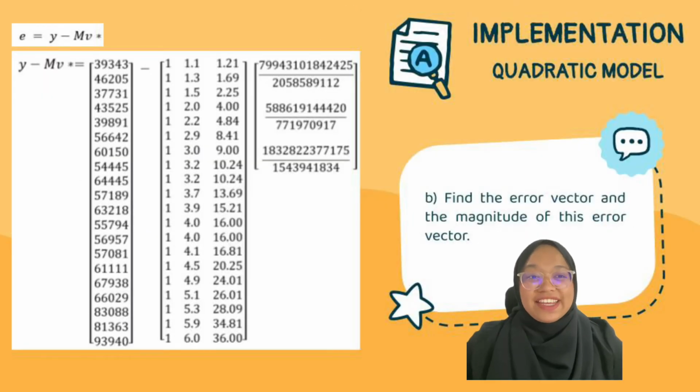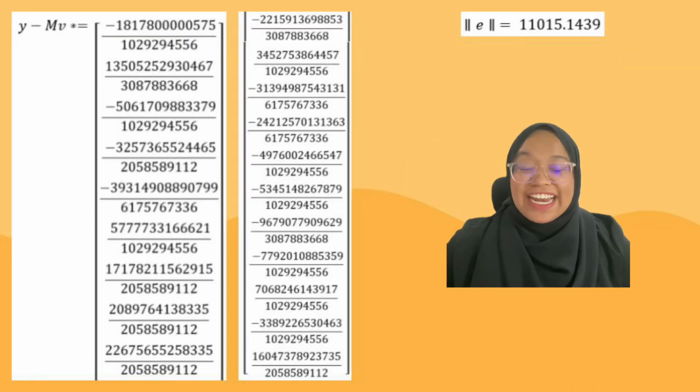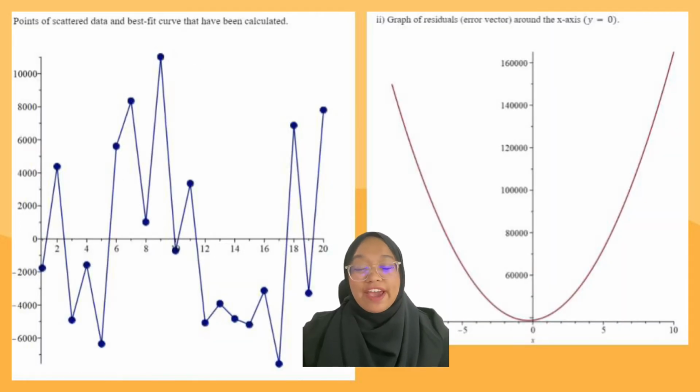B. Find the error vector and the magnitude of this error vector. For the error vector, we have to take y minus mv. And then, this is what we got from y minus mv. And this is our magnitude of error vector, which is 11015.1439. In this slide, we have two different graphs.